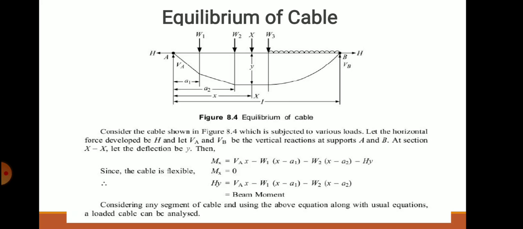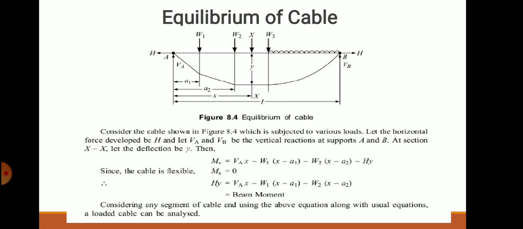So let's consider a load at point X, acting at a distance small x from support A. In order to evaluate the equilibrium of the cable, the moment at X is taken. The cable hangs downward in a parabolic curve, so you can't take the moment at the top end point. The cable is a curved, U-shaped member, so at point X on the cable you take the moment.